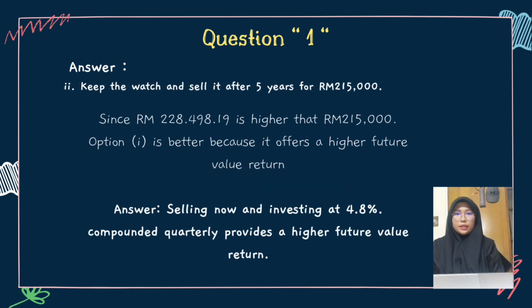Now, I will explain option 2. If Farid keeps the watch and sells it after 5 years, he will get 215,000 ringgit. Next, I will compare both options. 228,498 ringgit and 90 cents is more than 215,000 ringgit. So option 1 gives more money. So in conclusion, Farid should sell the watch now and invest the money at 4.8% compounded quarterly. This choice gives a higher return after 5 years.